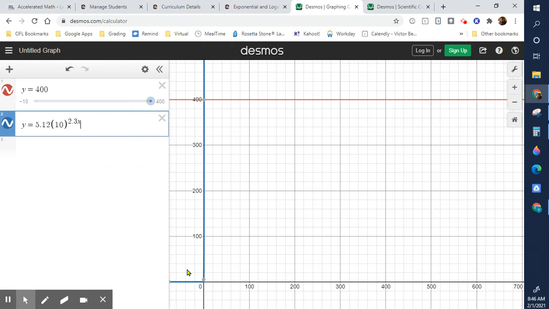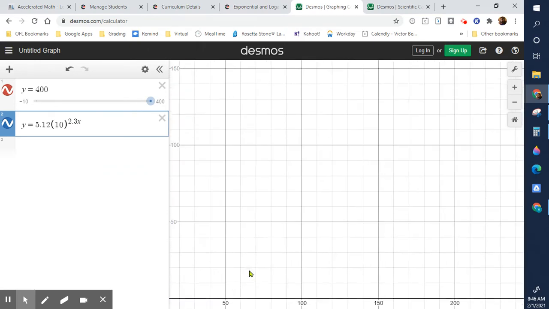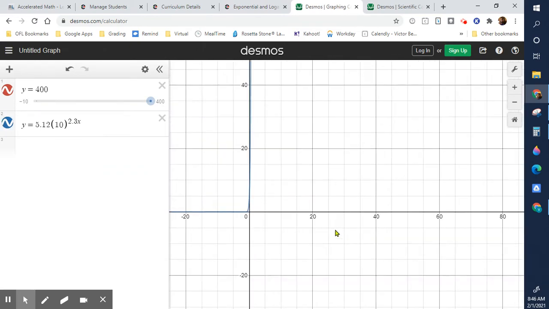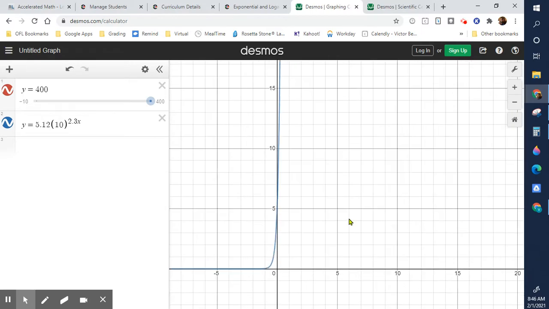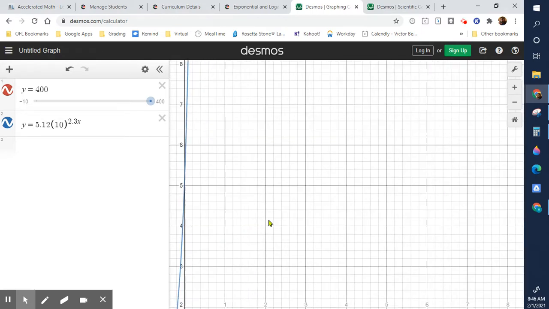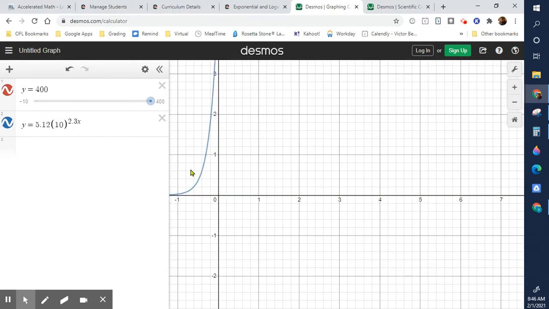Now, the interesting part here is you can't really see it, but it is an exponential. We just have to zoom in a lot to actually see it. So let me go back down here. You can see that there is exponential growth. It's just since it's base 10, by the time it gets to 1, it's super high up.